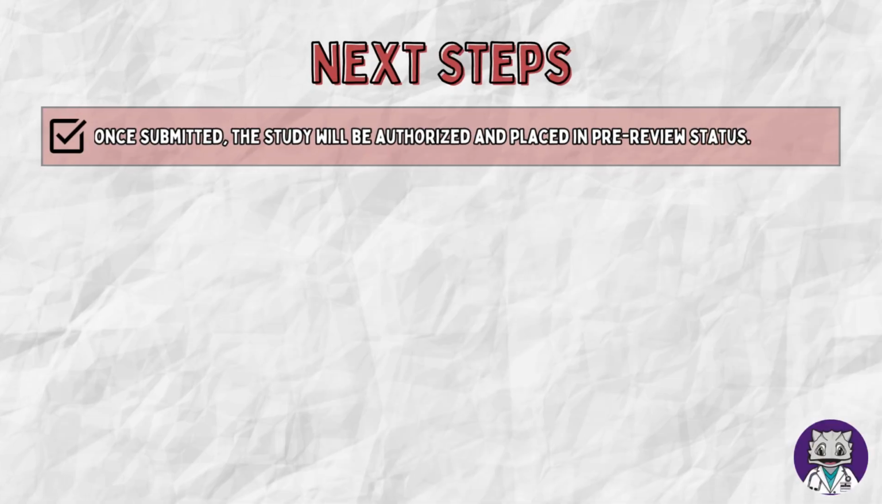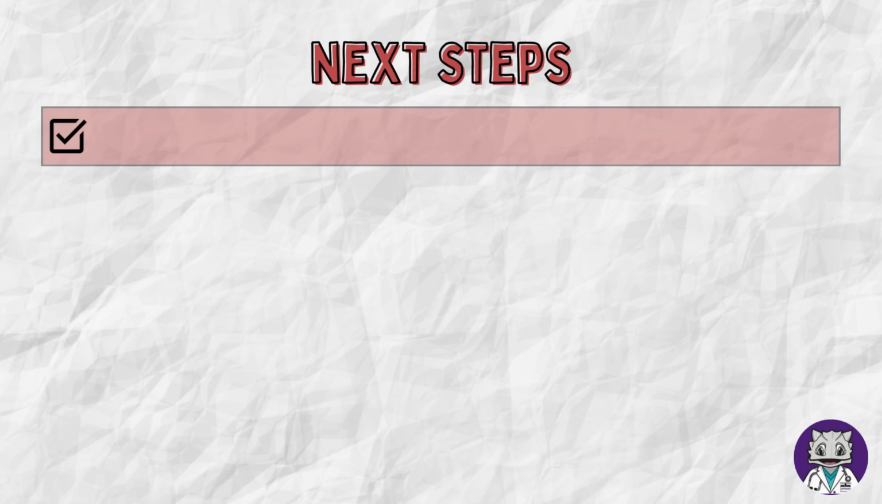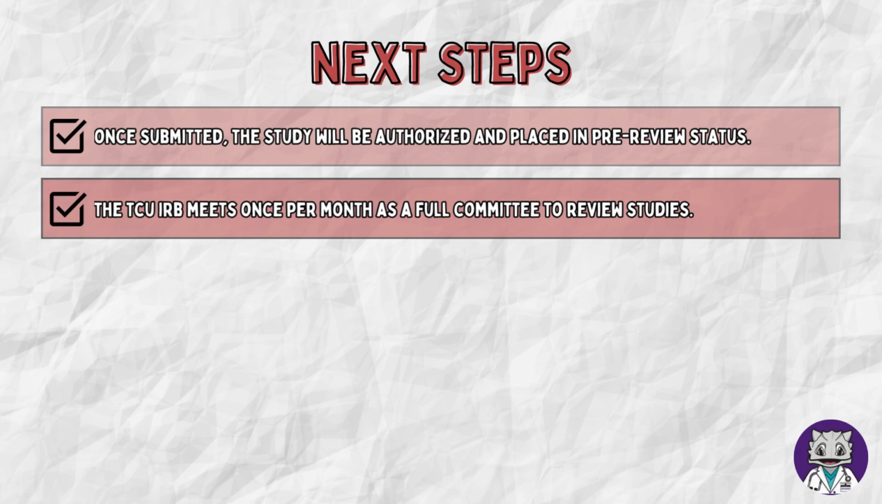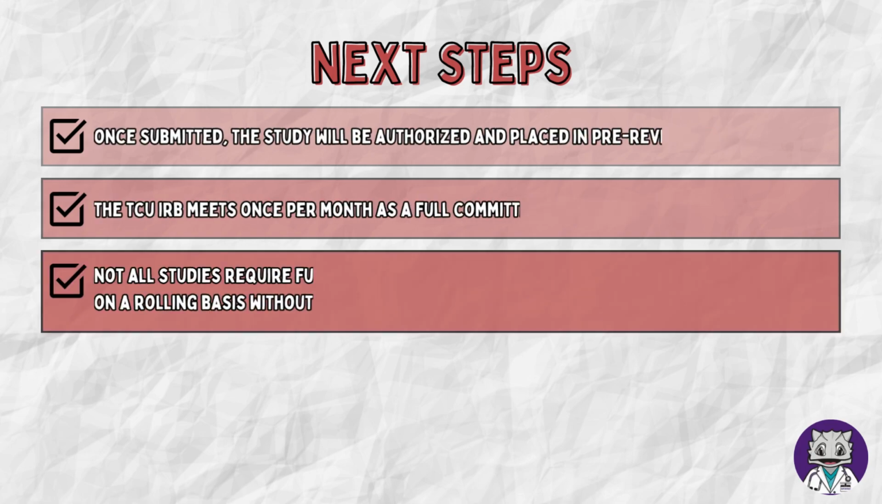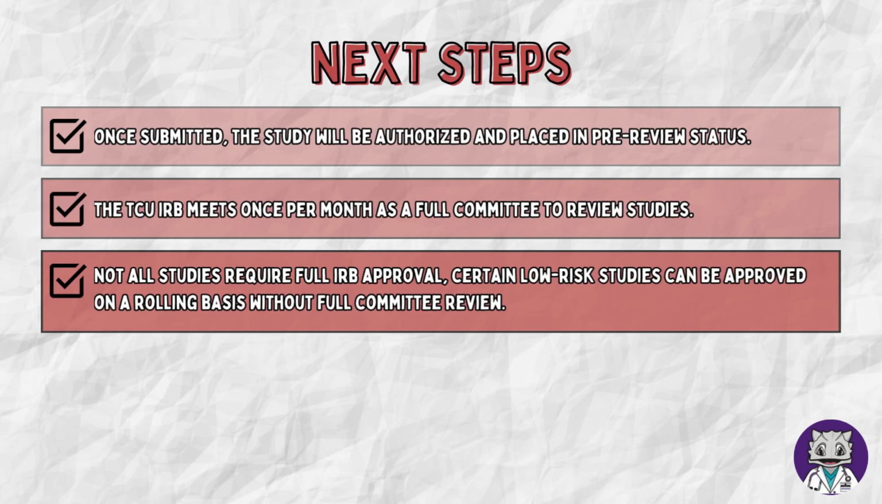Once your IRB is submitted, the study will be authorized and finally placed in pre-review status. The TCU IRB meets once per month as a full committee to review studies. Not all studies require full IRB approval. Certain low-risk studies can be approved on a rolling basis without full committee review.